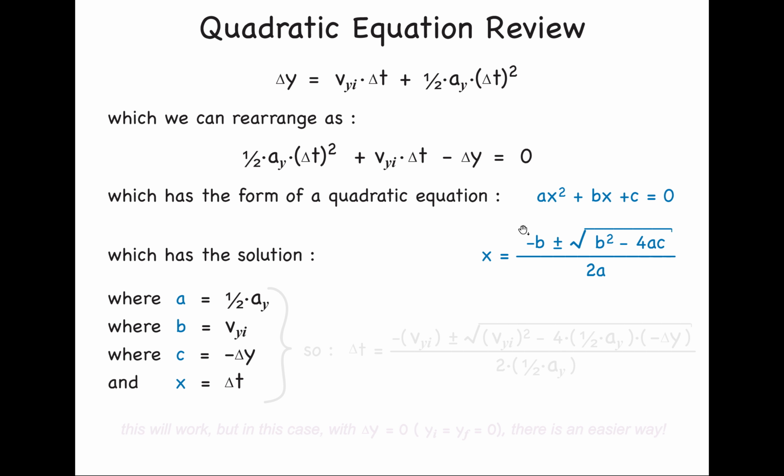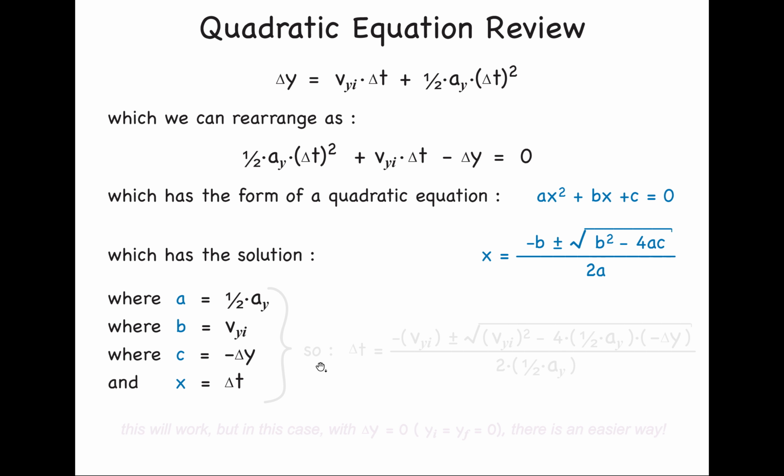Right? So if you compare these two equations, you can see that a, which is the standard form of the quadratic equation, is actually 1/2 ay. That's the prefactor in front of the x squared or delta t squared. b, which is the prefactor in front of the x, which would be the delta t, is just vyi, the initial y velocity. And then c is just minus delta y. Right? That's corresponding to this term.